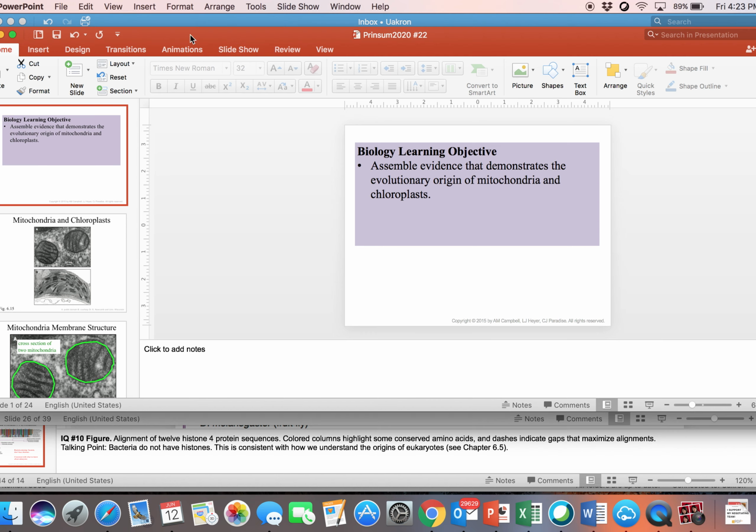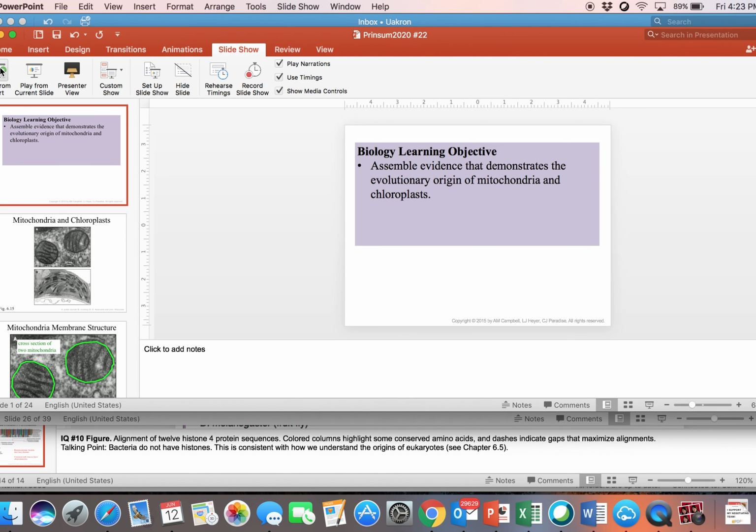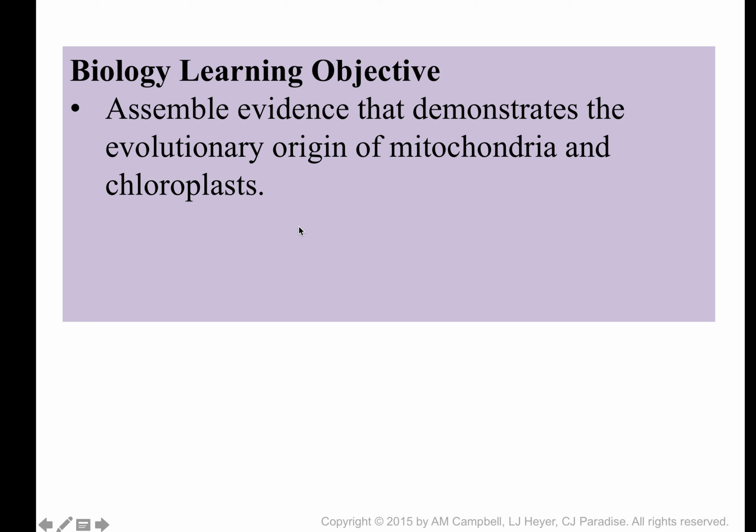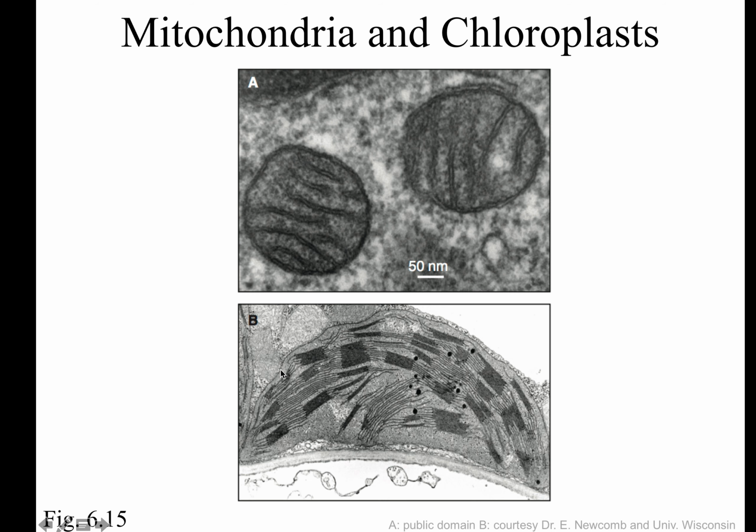Podcast number 22. And we're going to talk about some eukaryotic organelles, some famous ones, the mitochondria and chloroplasts. And these are, again, found in eukaryotes.